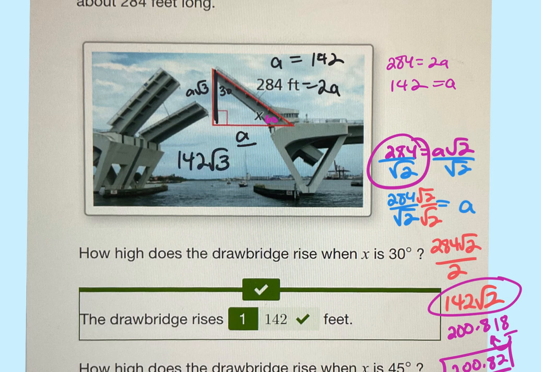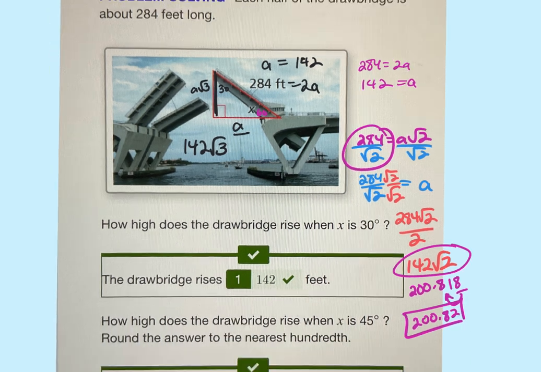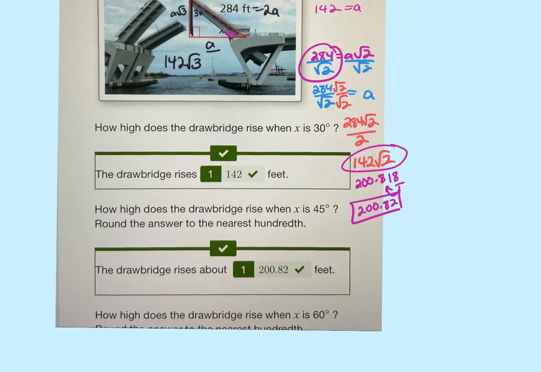And again, on a test or quiz, you would leave it exact. But on this homework, it wanted you to round to the nearest hundredth. So 142 times the square root of 3 ended up being 245.951, which means the last bit drops off, and it would be 245.95.